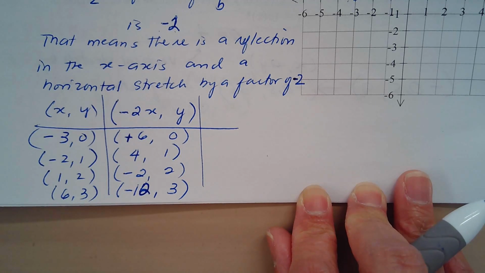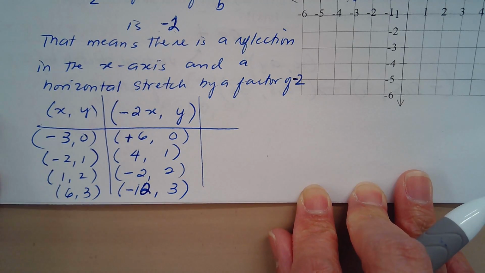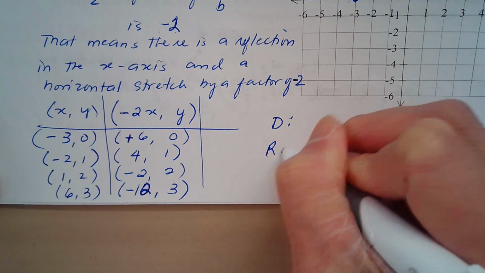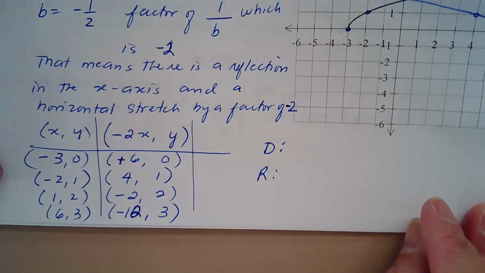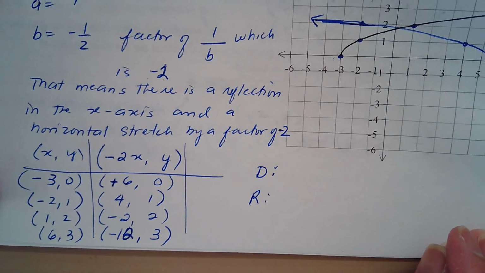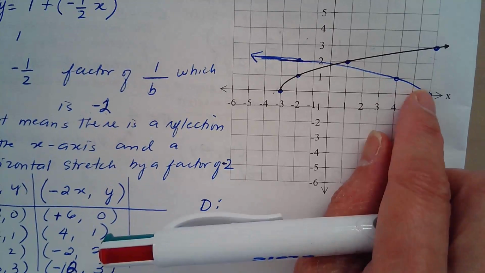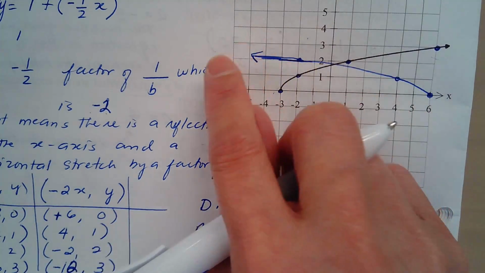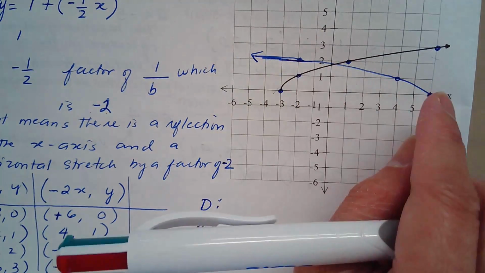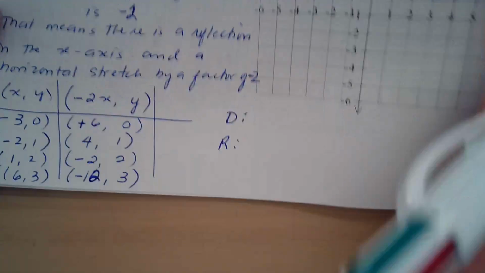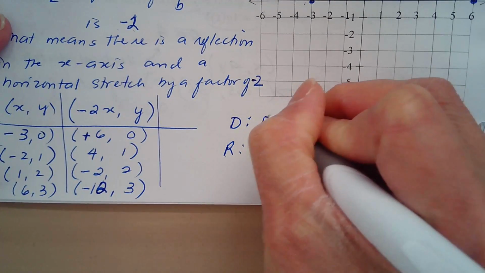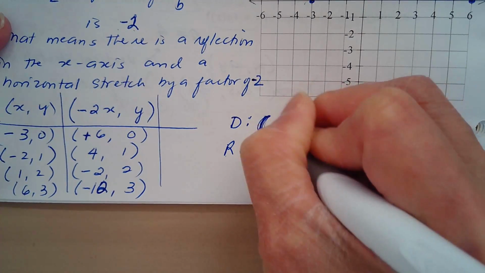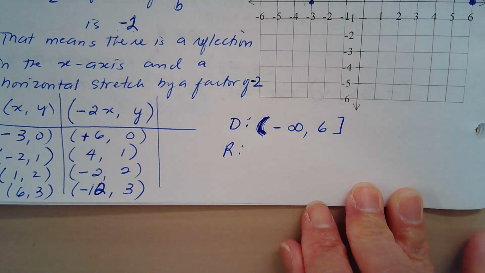Okay, is that good? Let's go ahead and figure out the domain and range of the transformed function. What's the domain first of the new one? So it's from -infinity to +6. Very good. -infinity to +6. So this one should be round brackets.